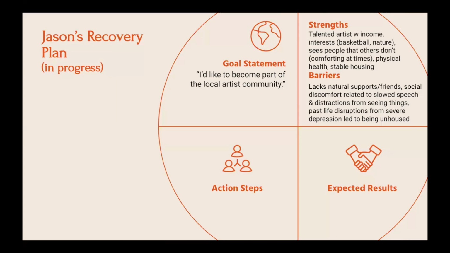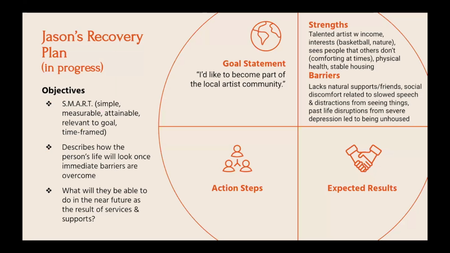So far on our little sample abbreviated person-centered recovery plan, or PCRP, we now have a sample goal statement, some strengths and barriers. So this really gives us a snapshot of where Jason is right now, what he wants, what's working for him, and what's getting in the way. So the next step is let's really take a close look at what his life might look like once those immediate barriers are no longer getting in his way. So we're going to develop one SMART objective as we think about those expected results.